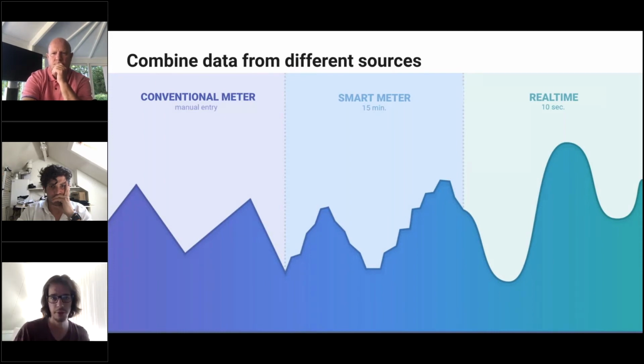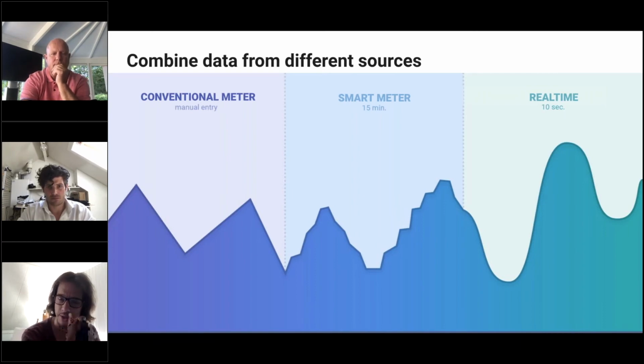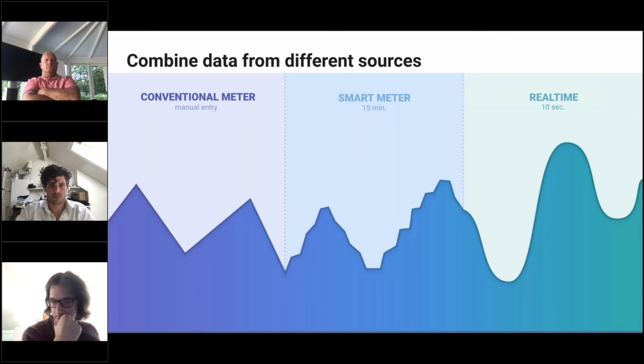So typically in the energy world, we see people changing from old-fashioned conventional meters. Basically, you enter a value once a month or once a year, and that's it. On the left side, towards the right, where you get smart meters, which give you energy data every 15 minutes. So even cases which we're doing right now with real-time or 10-second level data, where you have almost continuous energy streams. And you want to unify all of this into an application where the user does not see all the complexity of the data and these transitions.